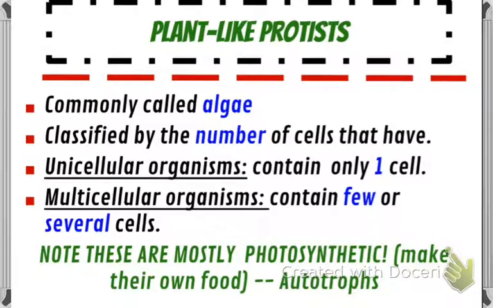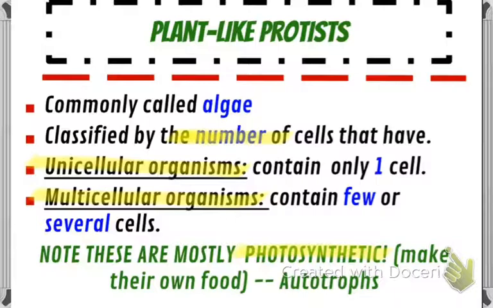We are going to classify our plant-like protists based on the number of cells that they have. Really we're going to have two categories. We're going to have the unicellulars, which are the one-celled plant-like protists. And then we're going to have the multicellulars, which are the plant-like protists that contain few or even several cells. The interesting thing to know about the plant-like protists is that they all are photosynthetic. They make their own food. We use the term autotroph to classify anything that makes its own food.